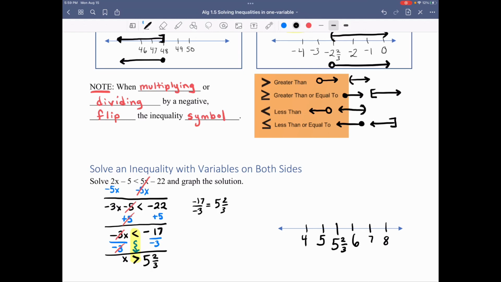Then are we going to use an open dot or a closed dot? I'm going to use an open dot because greater than, if you go back to our orange chart, look at what greater than looks like. It's going to be an open dot or it's going to be a parenthesis. And it's going to be pointing in the greater direction because it's greater than. Either arrow works, but on your homework assignment, it's a parenthesis.